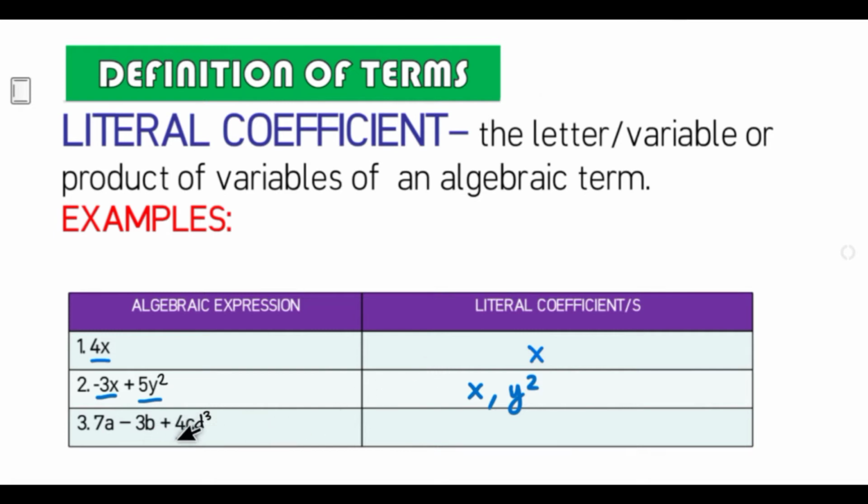So, dito naman is we have 3 terms. We have 7a minus 3b plus 4c d cubed. So, we have here 7a. So, ang kasama ni 7 ay a. And then, sa negative 3b, ang kasama naman ni negative 3 ay b. And then, sa 4c d cubed, ang kasama ni number 4 ay c d cubed. Ayan. Basta kung ano lang yung kasama ng number per term, yun yung literal coefficient.